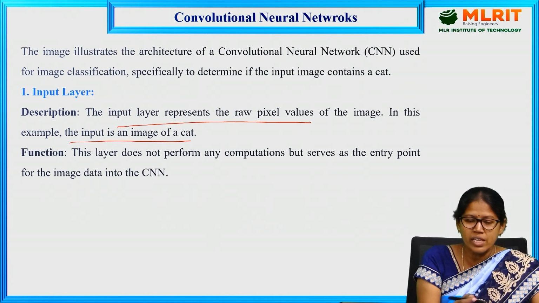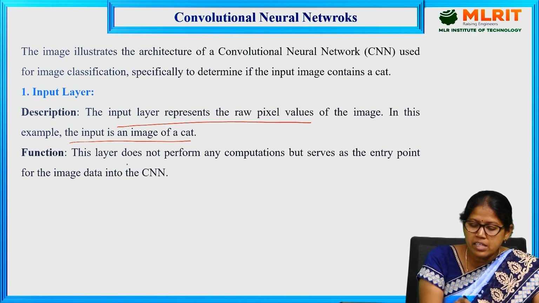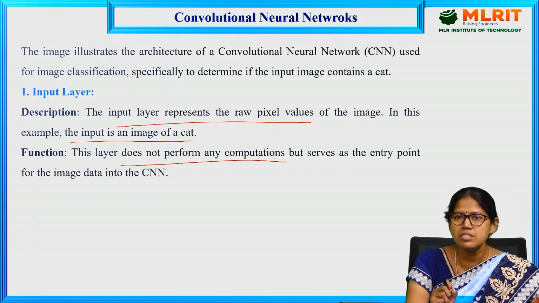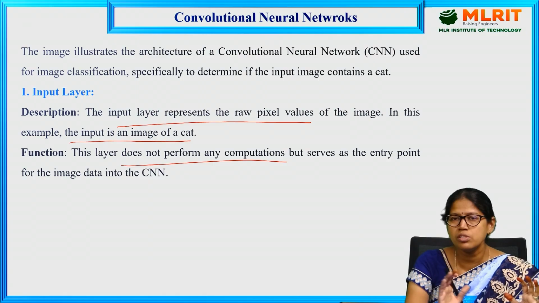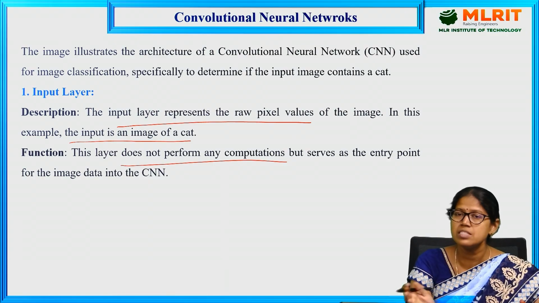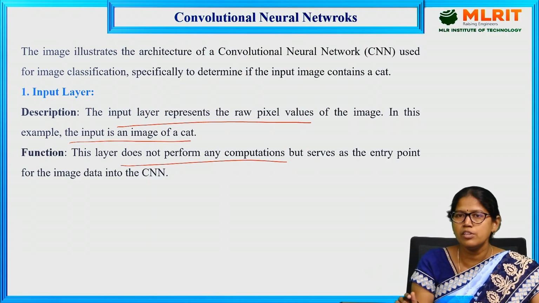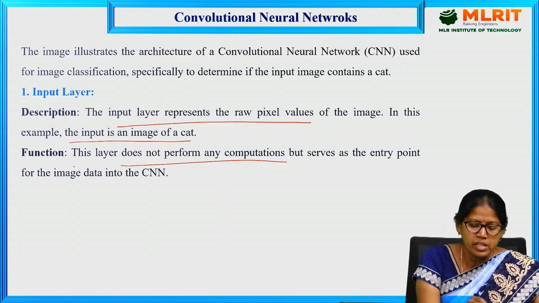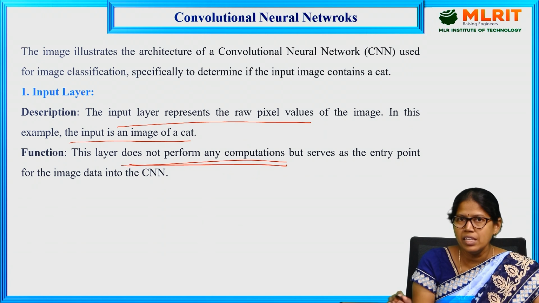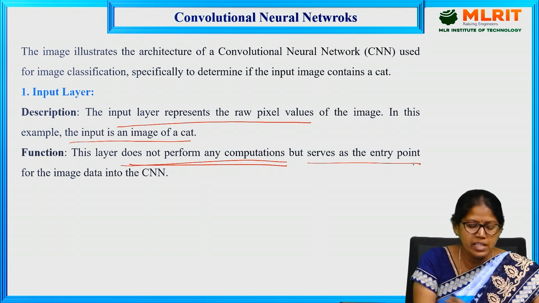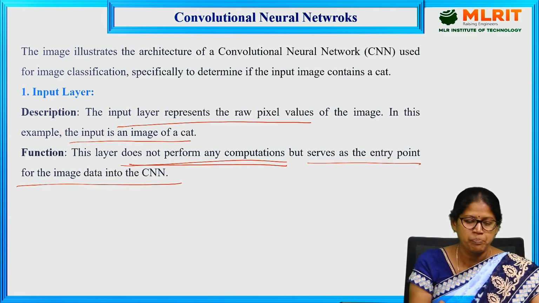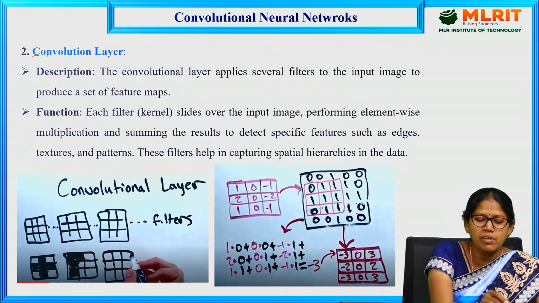Okay, so what is the functionality? This layer does not perform any computations. It will take that image and convert it into a large number of pixels and serve it to the convolutional layer as an entry pointer. So this layer does not perform any computation but serves as the entry point for the image data into the CNN. The next layer is the convolutional layer.